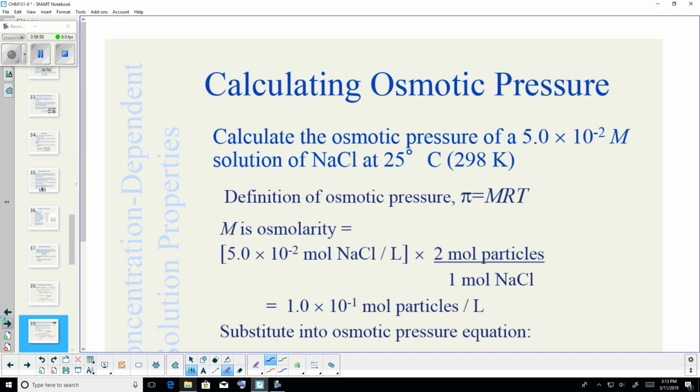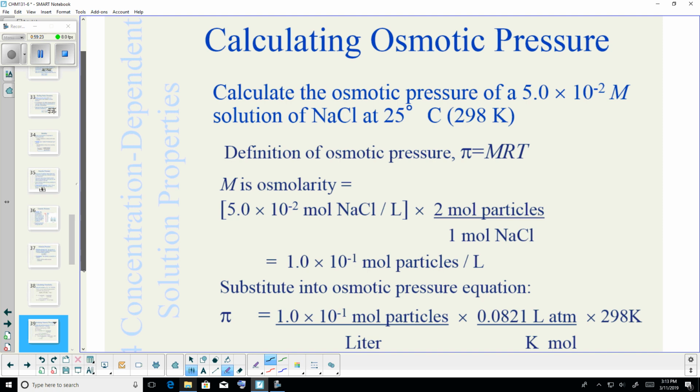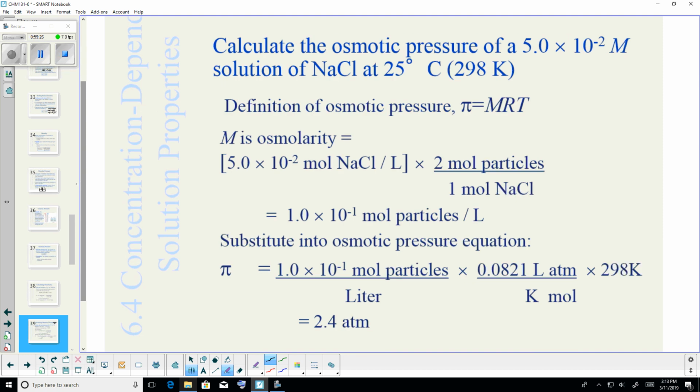So calculate the osmotic pressure of a 5.0 times 10 to the minus 2 molar solution of NaCl at 25 degrees C, 298 K. The osmolarity would be 5 times 10 to the minus 2 times 2, because we get 2 particles for sodium chloride. So M is 1.0 times 10 to the minus 1. We put that in the equation. This is M. There's R. T. The osmotic pressure is 2.4 atmospheres, or almost 2.5 times atmospheric pressure.